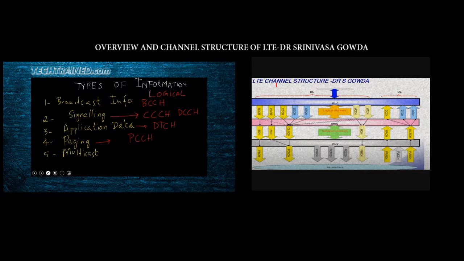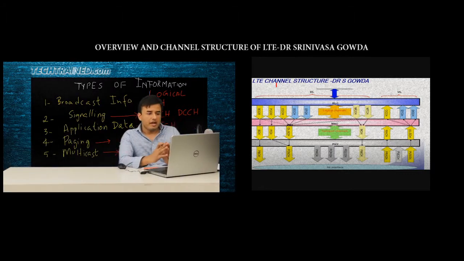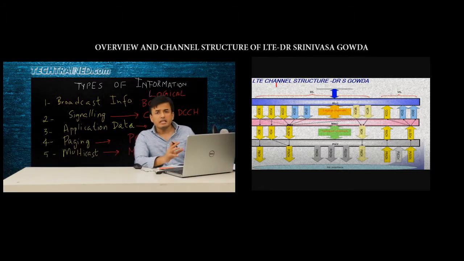And finally, for multicast information, we have multicast traffic channel, and then we have multicast control channel, because you need to have multicast traffic which is coming along with additional control information. So we have two different channels over here. So having said that, let's go and draw these different channels which we have defined and categorize them at logical level.